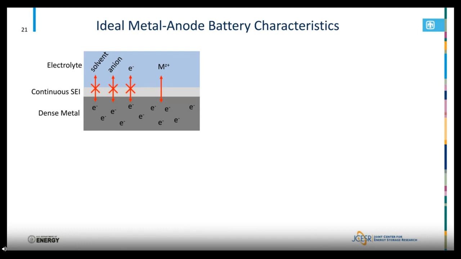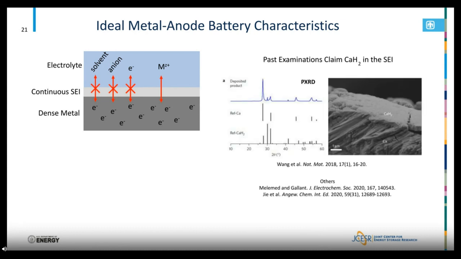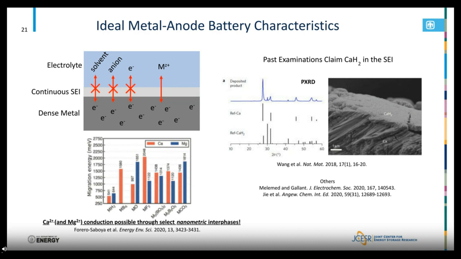So that first paper that I showed, they did some SEM on their calcium deposits, and they found what they believed was a calcium hydride phase in their SEI. And that's okay, that's pretty good, because another group modeled the migration barriers of both calcium and magnesium metal anode SEI components. And they found, if you look on the left there, MH2, that's the metal hydride, that they have very low migration energy barriers, which is great news for an SEI component.